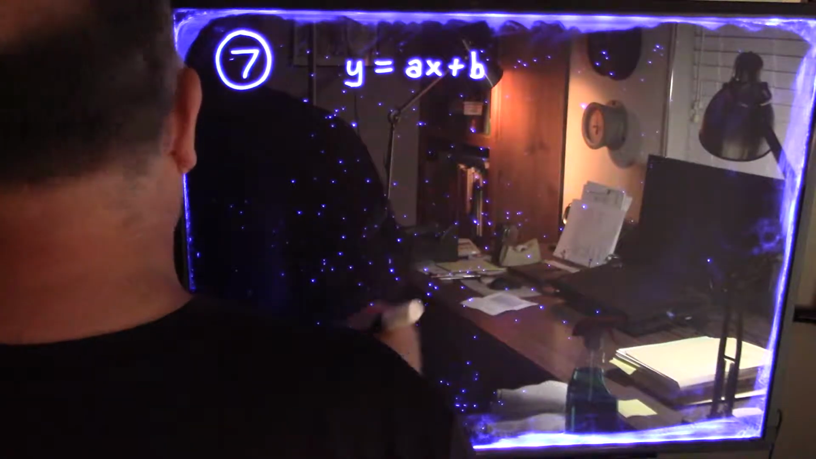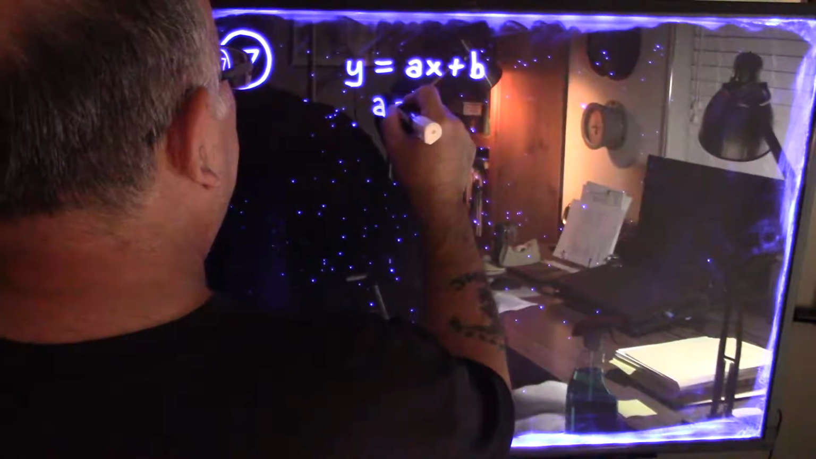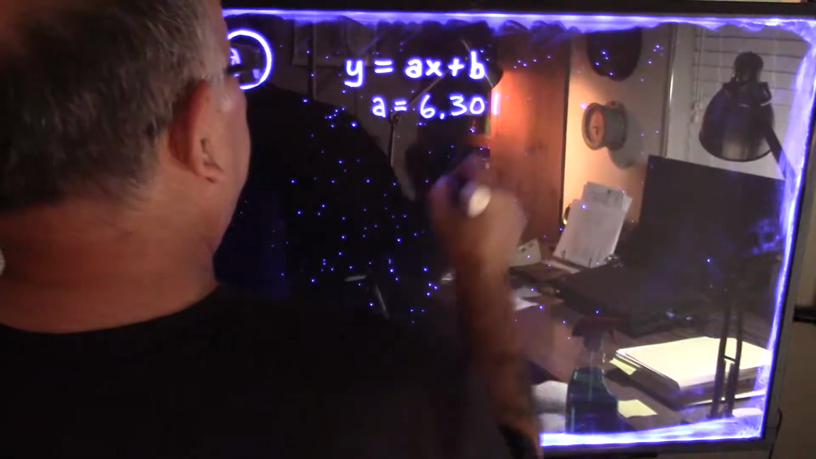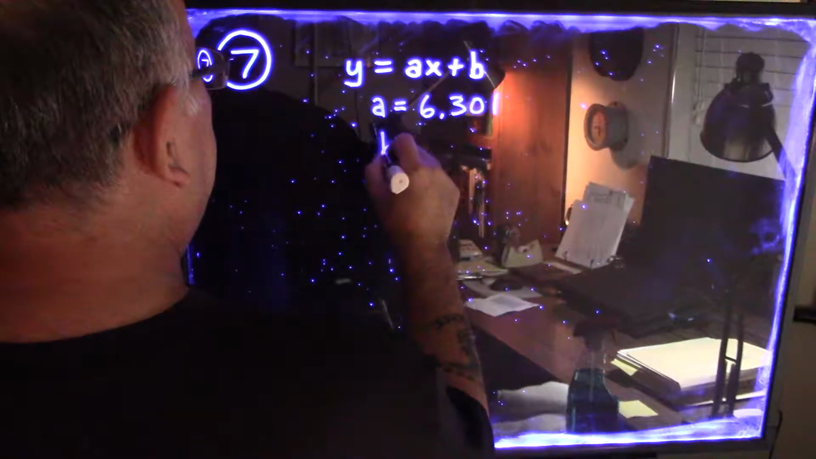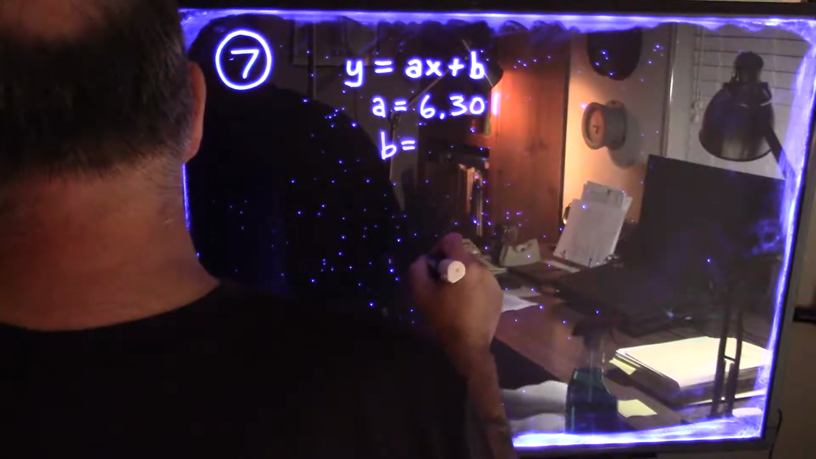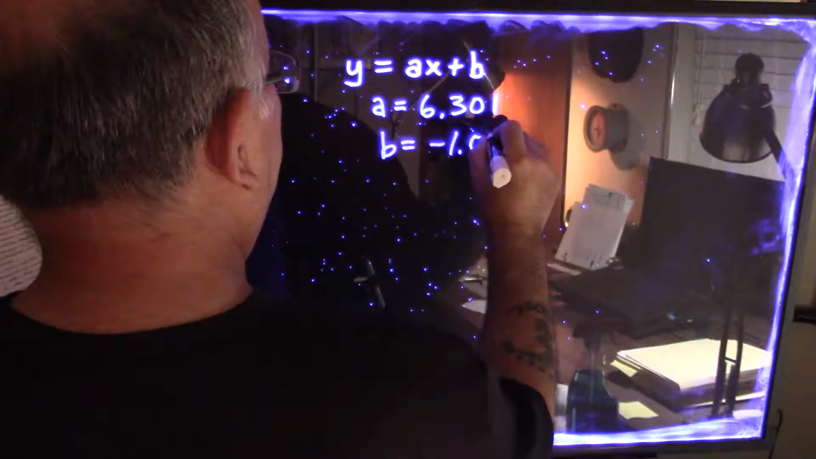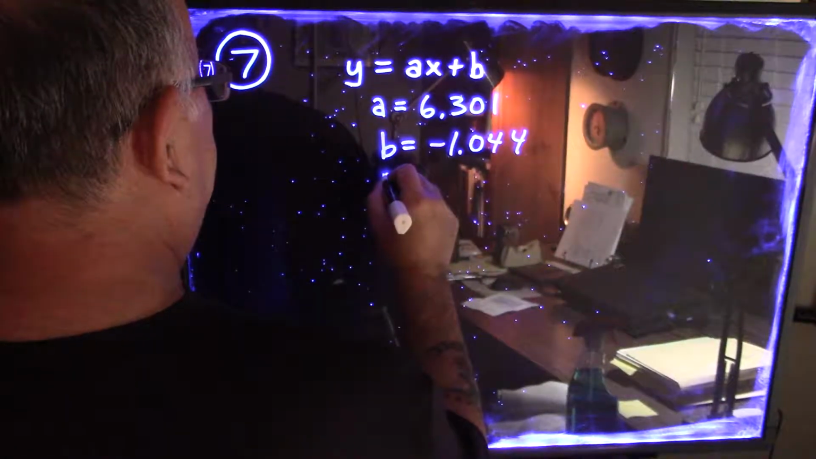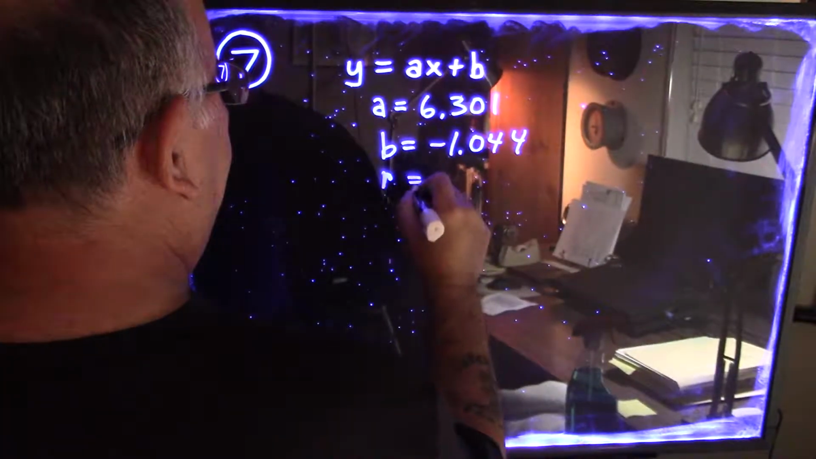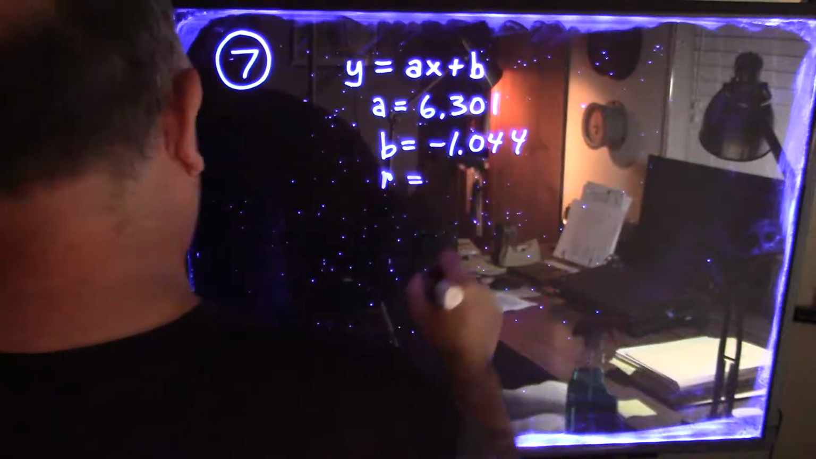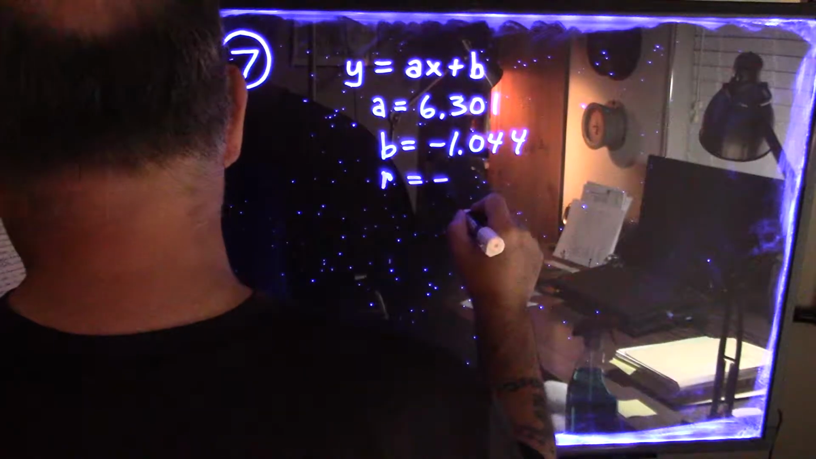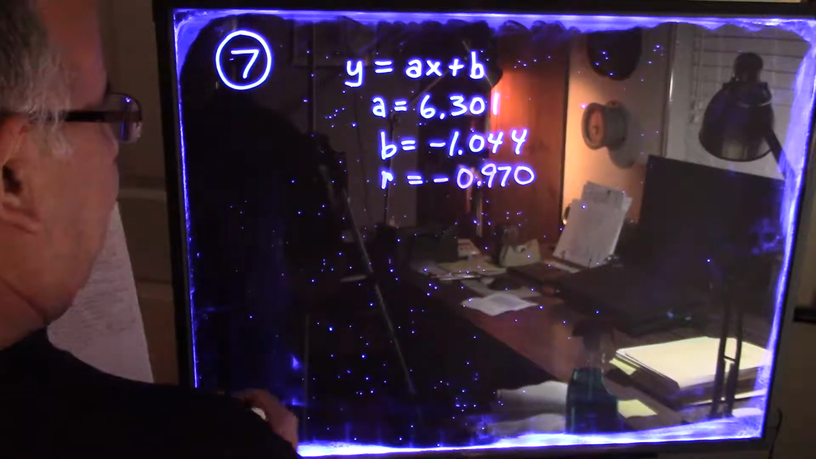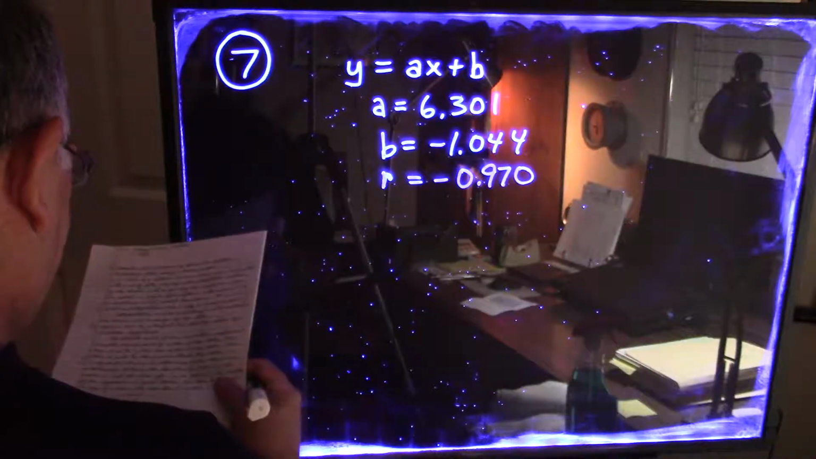So a is 6.301 and b is negative 1.044. And r, that's our correlation coefficient. In statistics, small r indicates correlation coefficient. That's negative 0.970. So the data fits this model quite well. It's close to negative 1. It's decreasing.